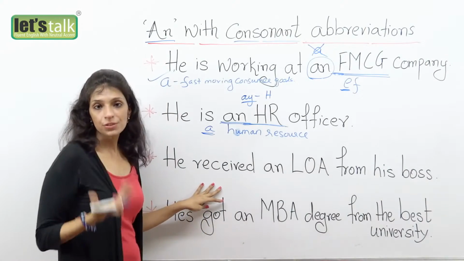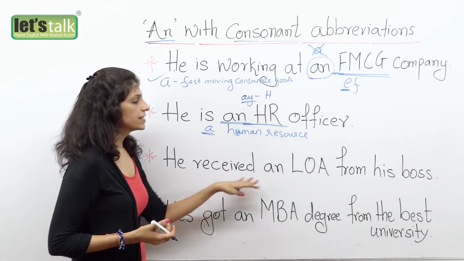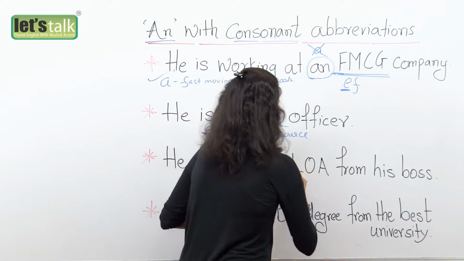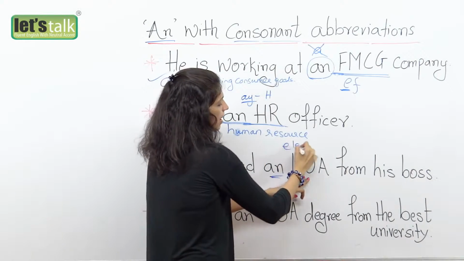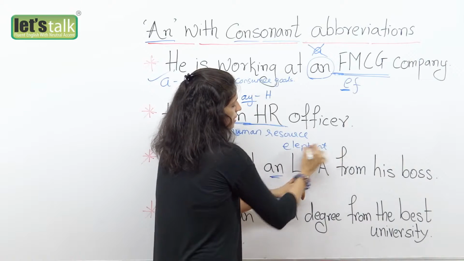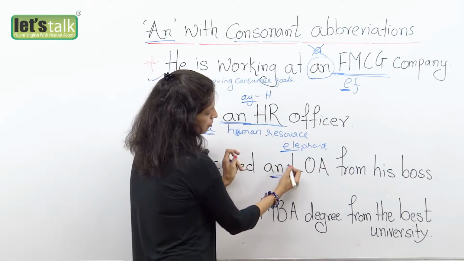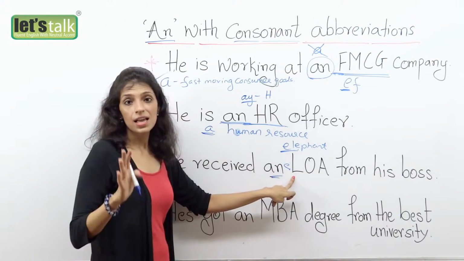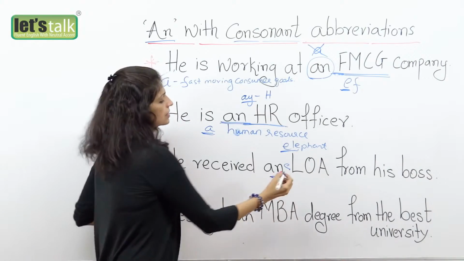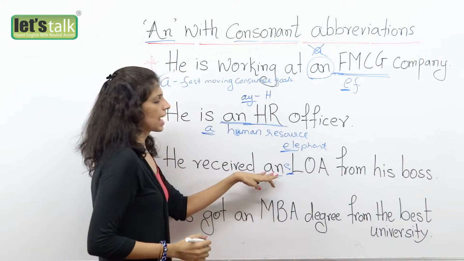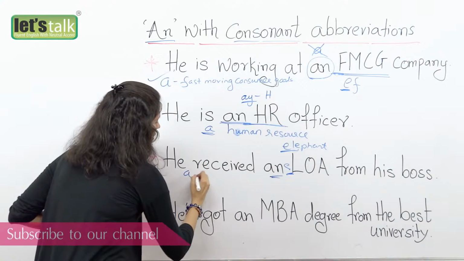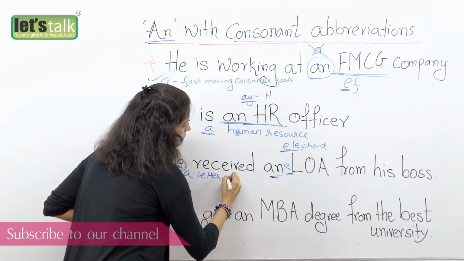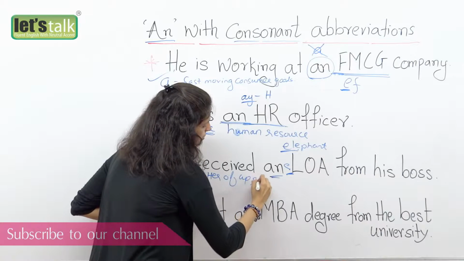Well, and he was really thrilled because he said he received an LOA from his boss. Elephant, do you remember you say an elephant? So that means L has the same sound here, the E sound. L is a consonant letter taking the sound of a vowel, so you say an LOA. Or you say he received a letter of appreciation.